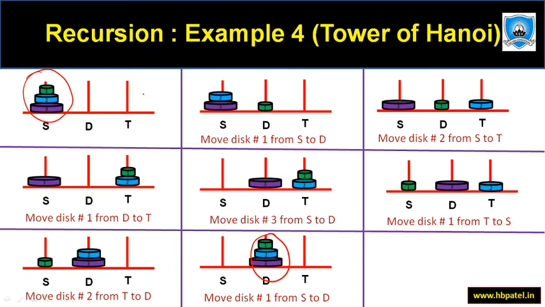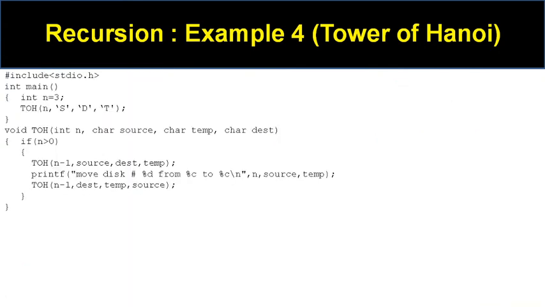Now this is for n equal to 3, the total number of disks is 3. You can have it for n equal to 4, n equal to 5. So we can have some recursive mechanism that will convert everything. So let us try to write this code. This code is very simple.